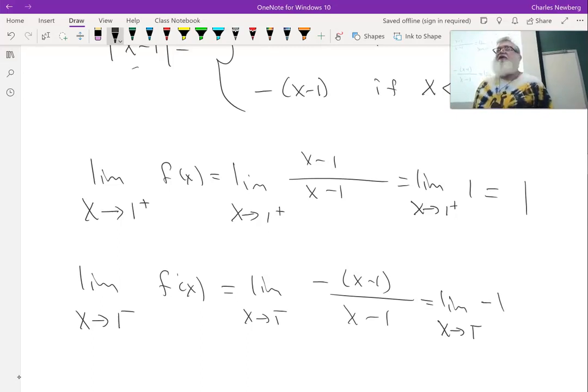Well, those values are pretty easy. They're always a constant, right? Whatever you put into that function, what's coming out? Negative 1.